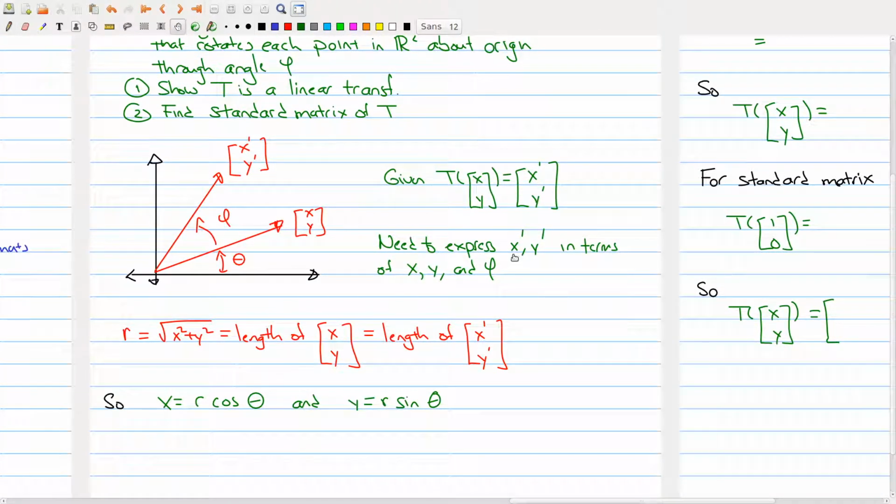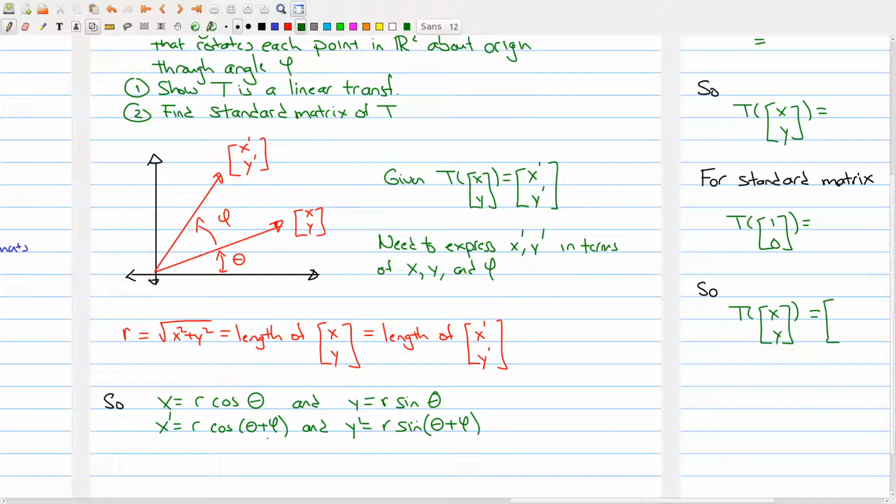And now how do we express the x prime and the y prime? Well, we can do the same sort of thing. x prime is r times, and then what is the angle? Well, it's going to be cos of theta plus phi. It's the sum of these two angles. And y prime is equal to r sine of theta plus phi. Okay, so we're heading off in the right direction. We now have x prime and y prime.